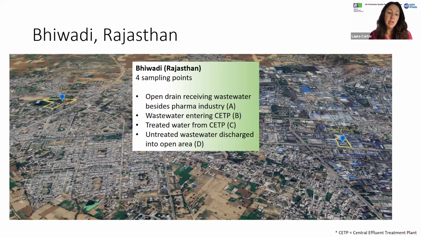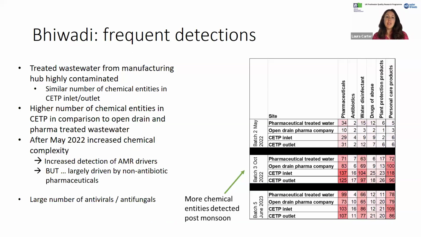We also identified a manufacturing site that discharged treated water, but we were also able to obtain samples of wastewater that was discharged from a manufacturing site into an open area that was untreated. So the take-home message from the chemical analysis is we were seeing a similar range of antibiotic chemical classes, so quite a few beta-lactams and fluoroquinolones.